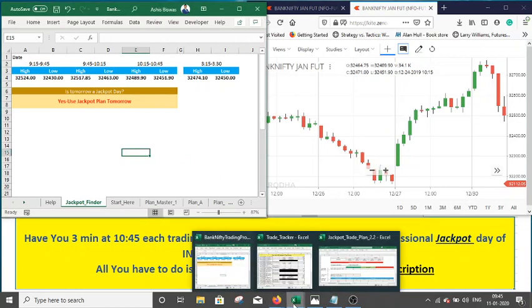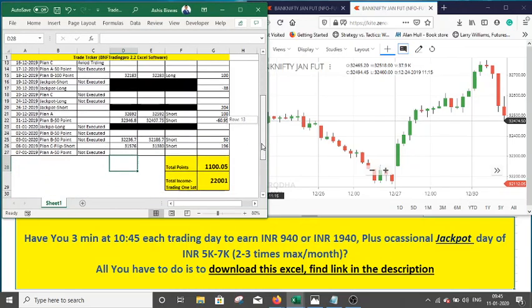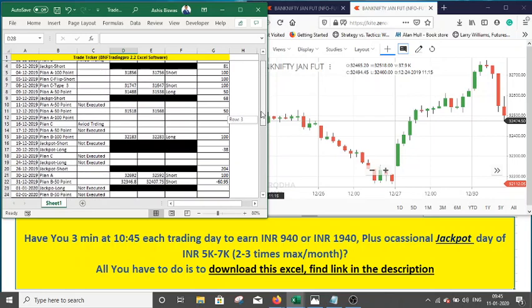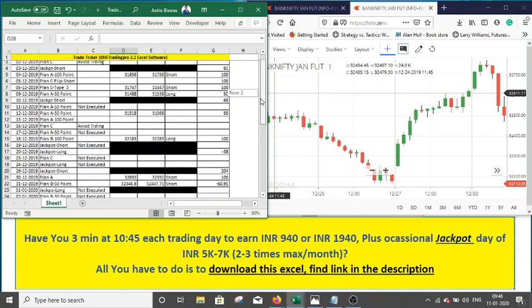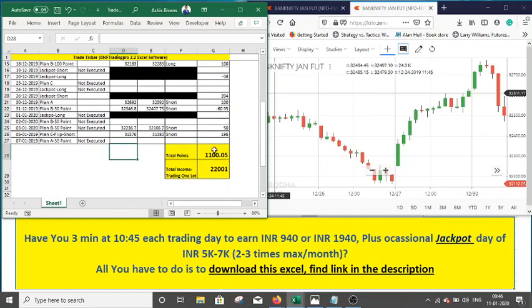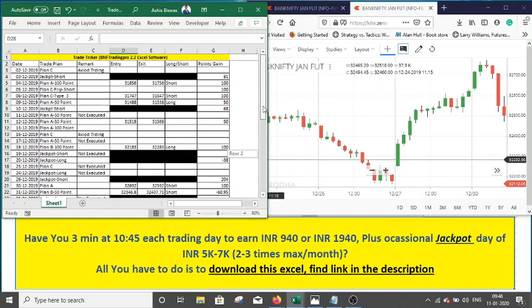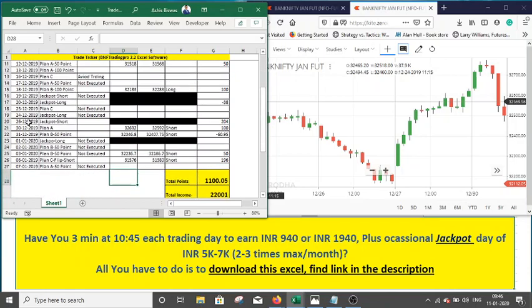I can show you that on the 26th, this is the track sheet of all those trades based on this Excel system. Till date we have accumulated 1100 points since December. On the 26th, yes, the 26th was the jackpot day, as you can check, and we earned 204 points that day.